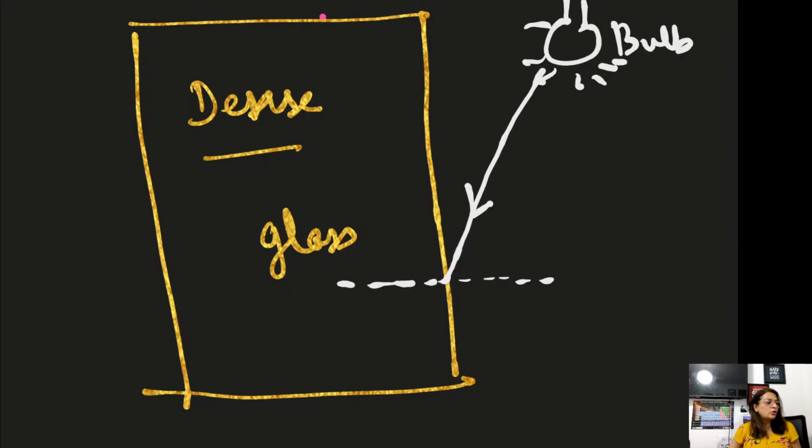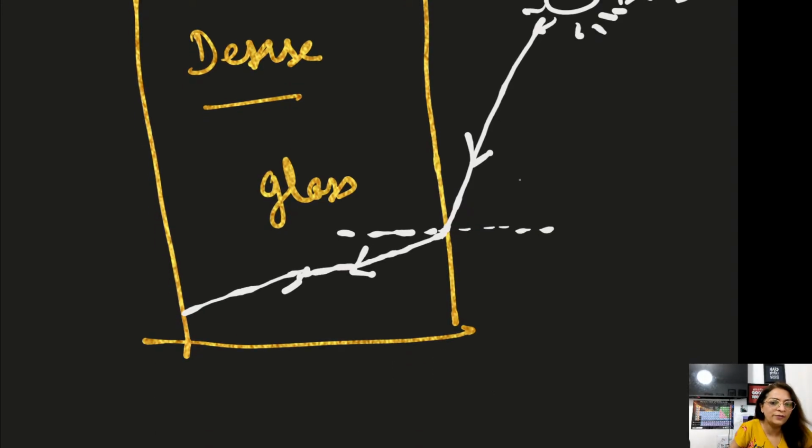Close to the normal or away from the normal? Type in the chat. It is going close to the normal and it will tilt like this. Yes, correct. And it's not only one time that refraction is taking place. You understand what is happening, guys? Yeah.